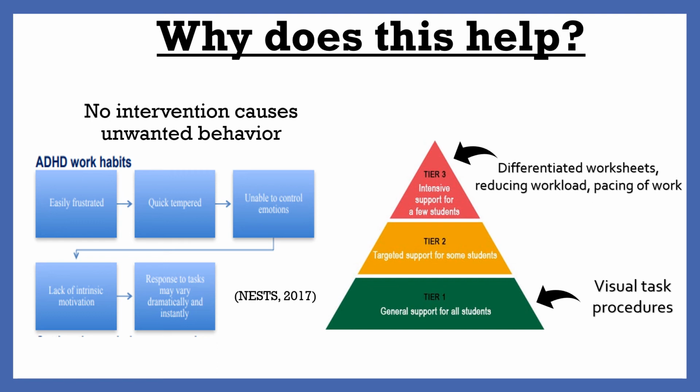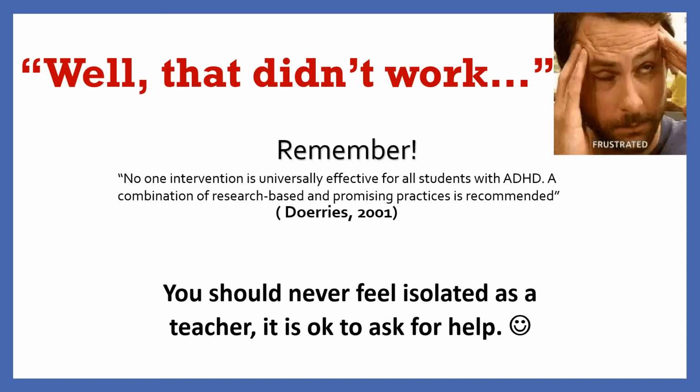And over here in relation to our PBS framework, providing visual task procedures aligns with a tier 1 level of support as it provides all students with a valuable instructional resource. However, other strategies such as adjusting worksheets to reduce overstimulation, reducing workload, or providing breaks to prevent frustration can be considered a tier 3 level of intensive support. Now, if there is still difficult behavior occurring after strategies have already been implemented, additional, more intensive support may be required.